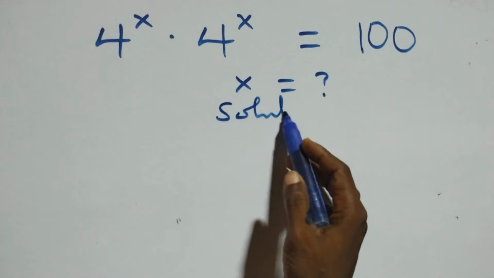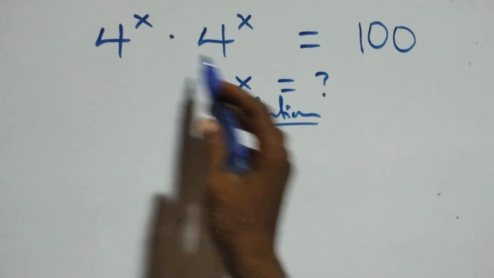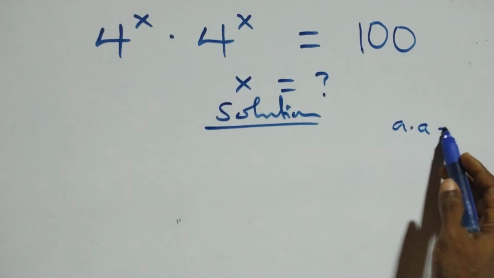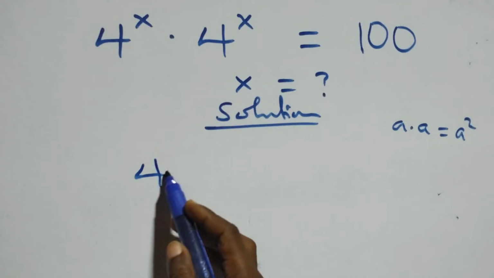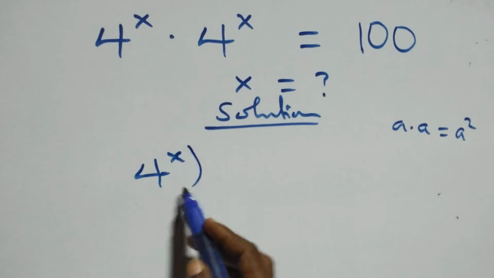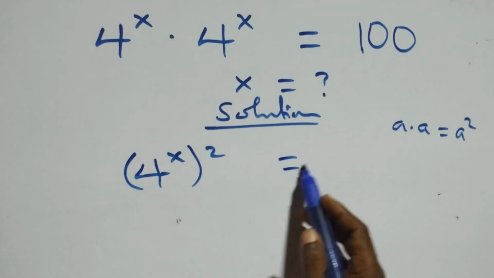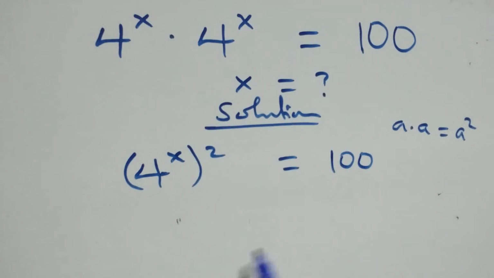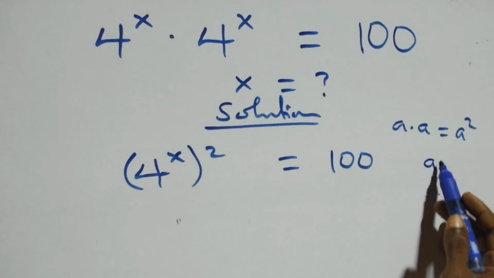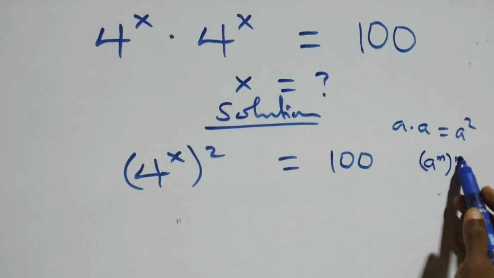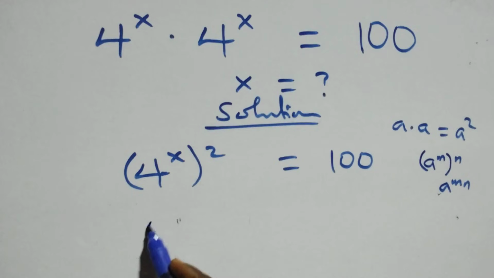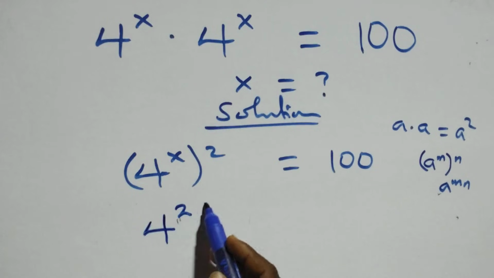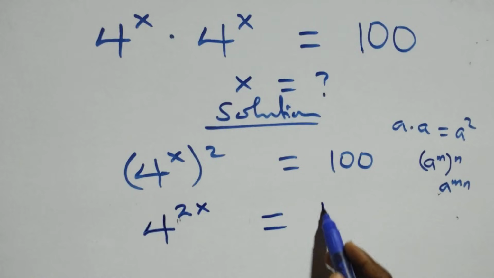Solution from here. What we have here follows this rule: when we have a times a, you can write it as a squared. Here we have 4 raised to power x, all squared, equals 100 on this side. This also follows when we have a raised to power m raised to power n, same thing as a raised to power mn. The powers multiply, so we have 4 raised to power 2x equals 100.